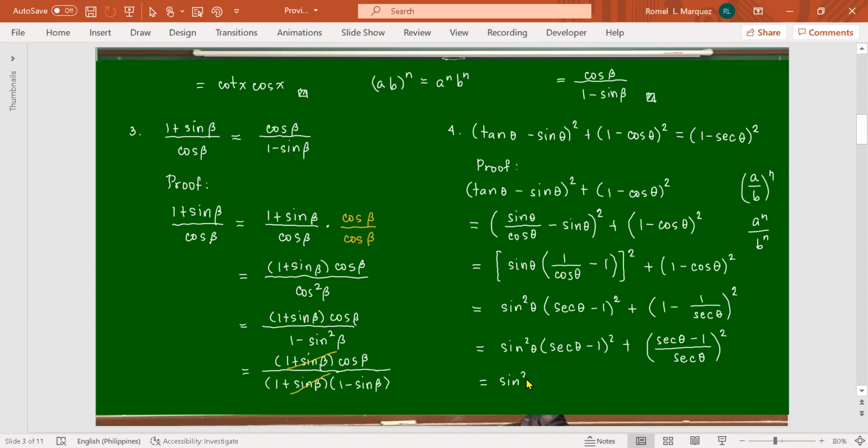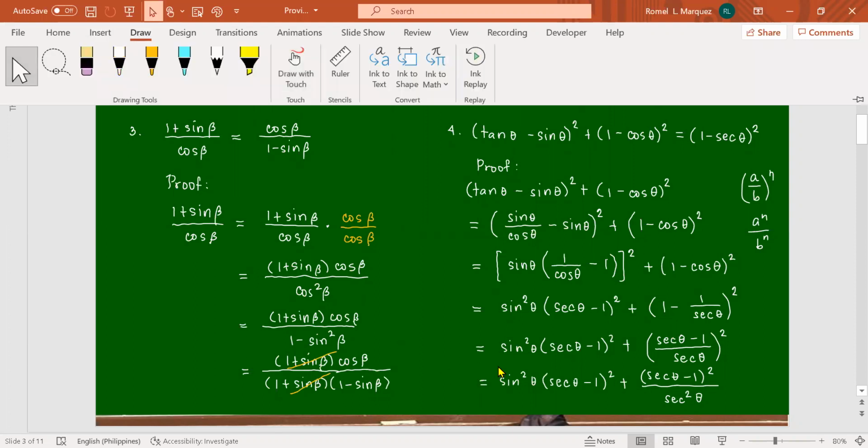So this is equal to sine squared theta multiplied by secant theta minus 1 quantity squared, over secant squared theta. So I think we're now close, no? So let me erase this now.